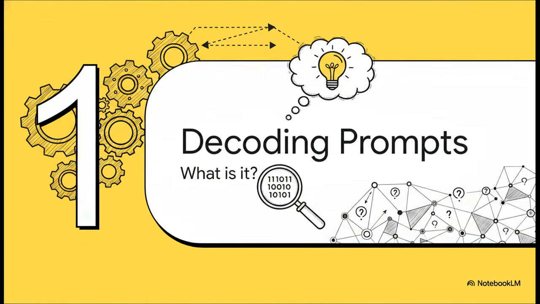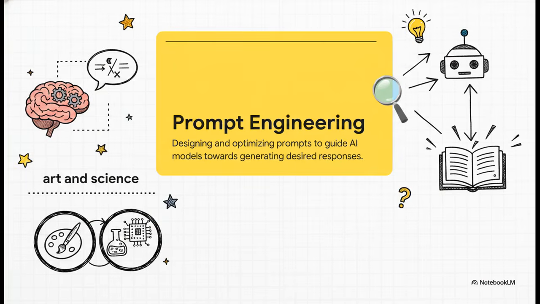Section 1. Decoding prompt engineering. So what is it exactly? Well, prompt engineering is really both an art and a science. It's all about designing and optimizing your prompts to guide these AI models toward generating the exact responses you actually want. You see, it's not just coding, it's communication. You're giving the AI the precise context, clear instructions, and specific examples it needs. Because honestly, if the AI doesn't know exactly what you want, it's basically just guessing.